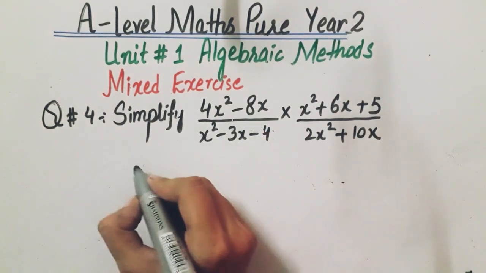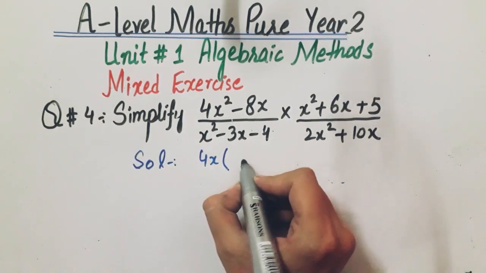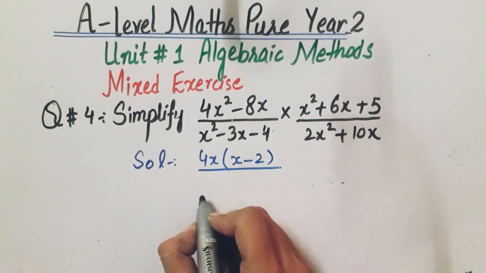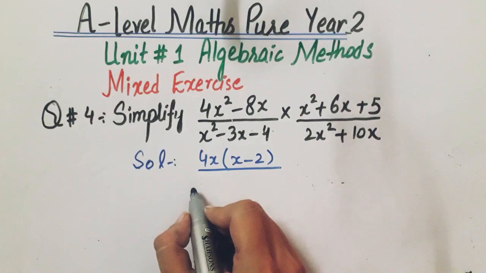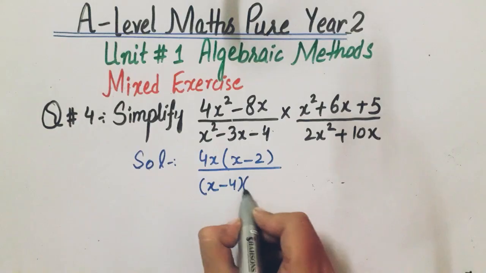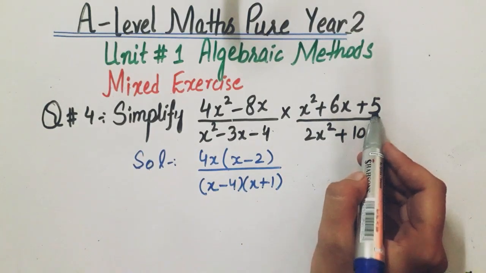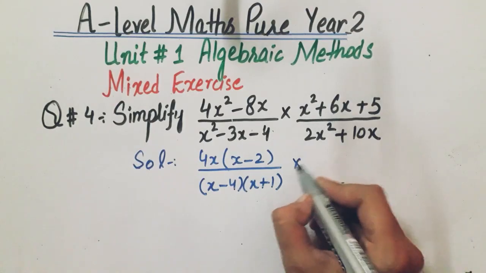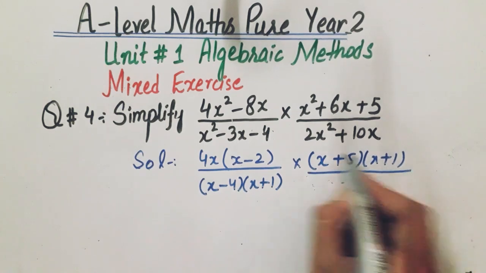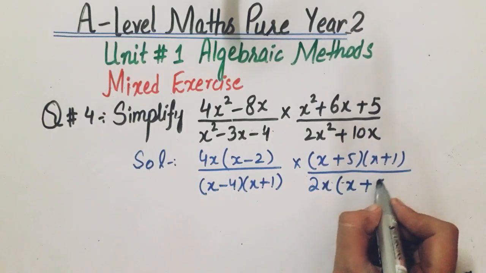Just take 4x common from the first numerator. Remaining is x − 2. In the denominator, you write the factors, that are x − 4 and x + 1. Here we again make the factors of 5 such that when added they give 6. So we get x + 5 and x + 1. And in the denominator we take 2x as common, remaining is x + 5.